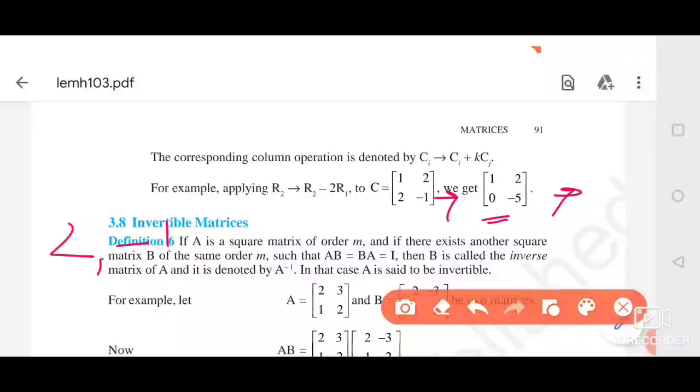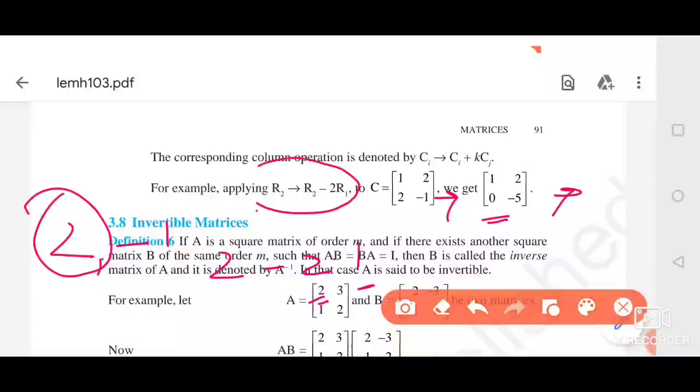So, they have done what? 2, taking this 2 minus 2 into 1. Now, from where this 1 is coming and from where this 2 is coming? Now, see, they have written R2 is transformed to R2 minus 2R1. That means 2 minus 2 into 1, so that they will get 0 here. So, from here we are getting 0.